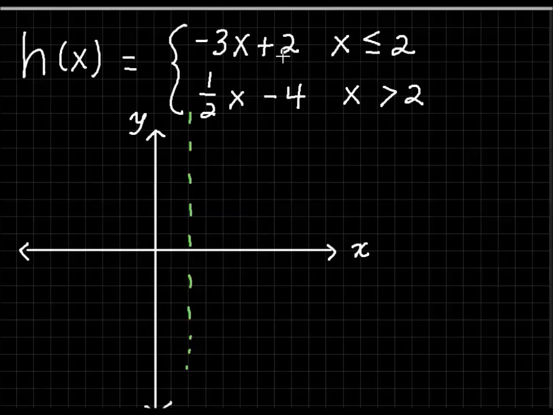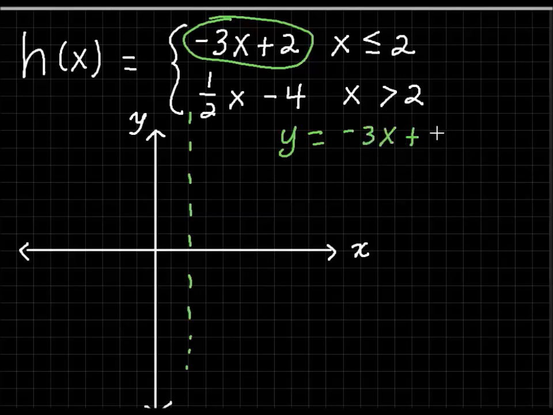So this first graph would be of y equals negative 3x plus 2, or h of x equals negative 3x plus 2. My slope is negative 3. My y-intercept is positive 2. So let me just graph that one first. I'm going to start with my y-intercept, and I would put a point right there. And then my slope's negative 3. So down 3, right 1, down 3, right 1, down 3, right 1. I could also go up 3, left 1.